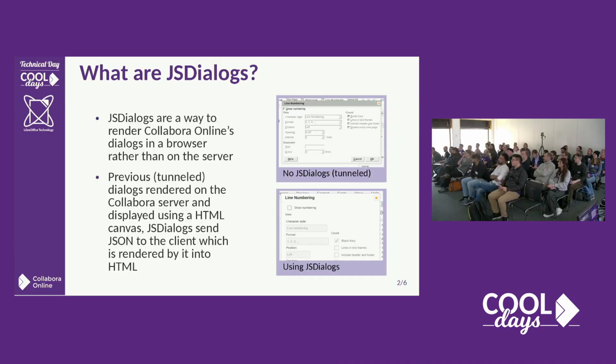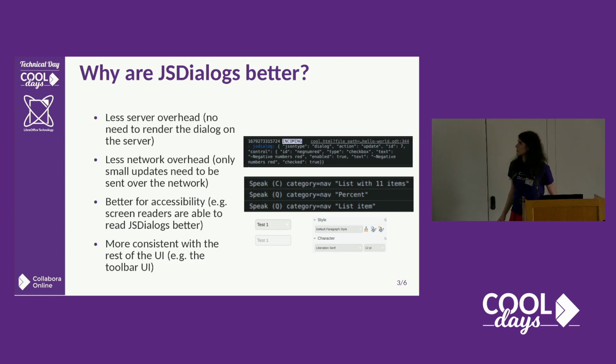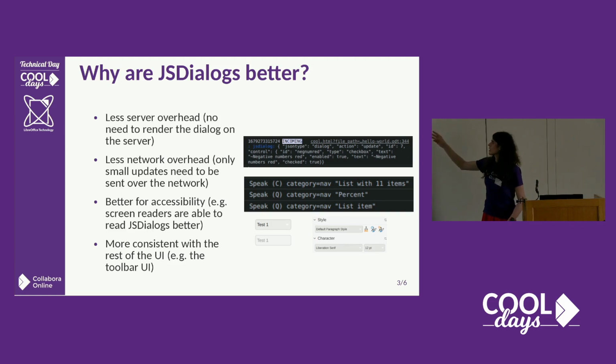JS Dialogs are a way to render Collabora Online's dialogues in the browser rather than on the server. Tunnel dialogs, which you can see above, render on the server and then are sent over to the client, whereas JS Dialogs send over JSON of what the dialogue should be, and then render that in HTML on the client. So they're better because there's less overhead. There's no need to render on the server. We just have to send over some JSON, and we can send over little update deltas when we want to update parts of the dialogue.